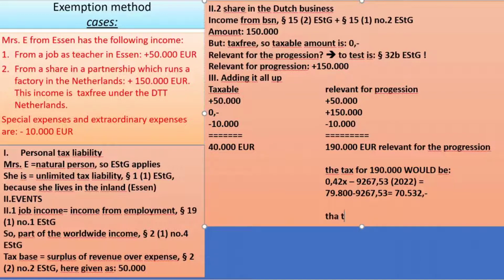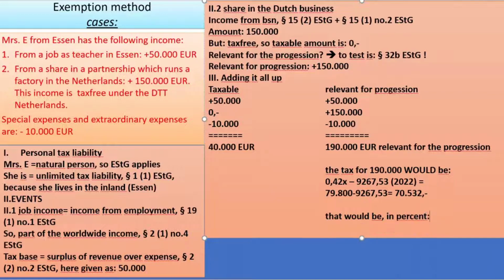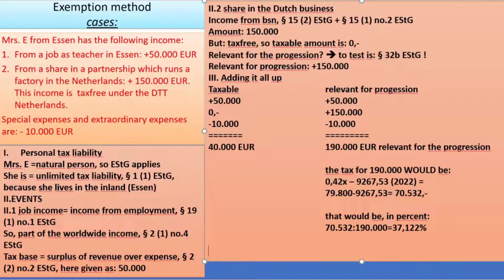Now that would be in percent divided by 190,000, so that would be 37.12% and a bit, some digits more behind the last comma, but that doesn't play a big role.